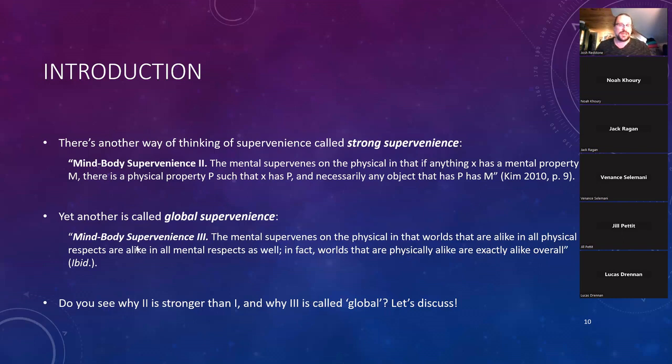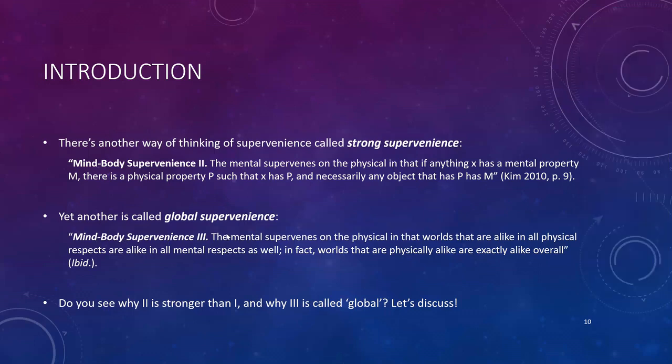The strongest claim of all is mind-body supervenience 3. This is global supervenience. The mental supervenes on the physical in that worlds that are alike in all physical respects are alike in all mental respects as well. In fact, worlds that are physically alike are exactly alike overall.